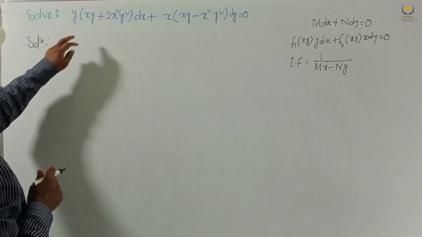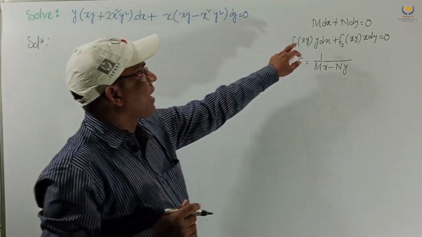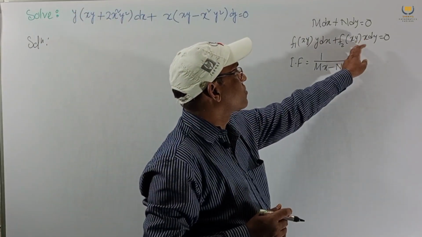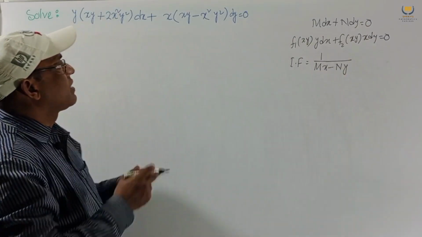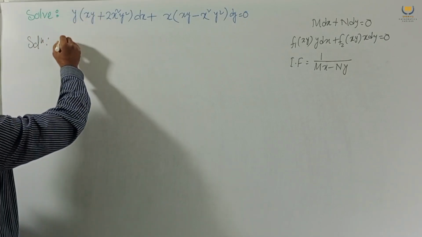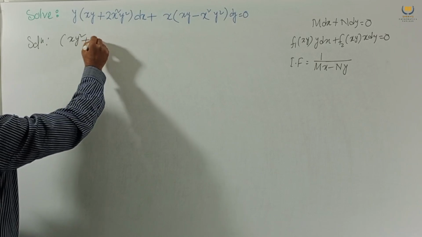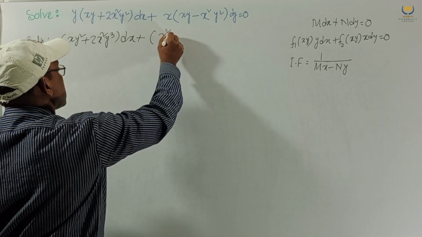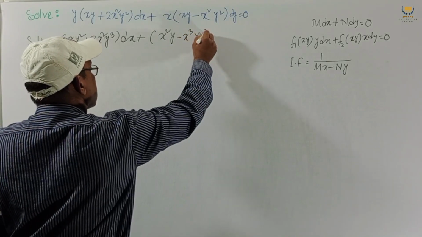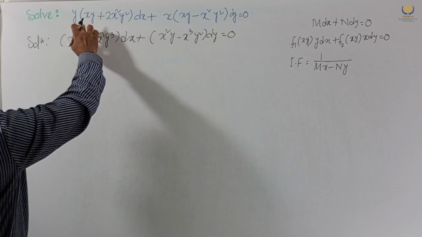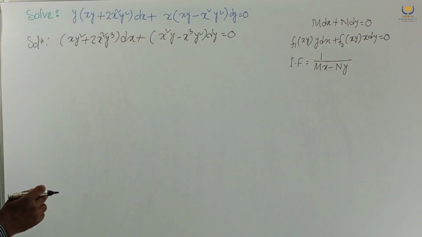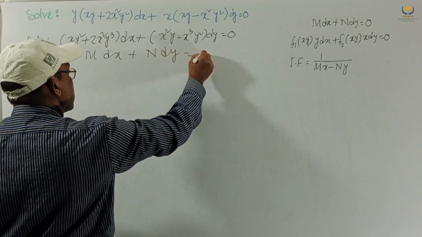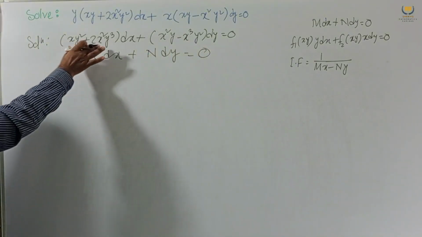Now let us consider this problem. This is also the same type, so this is nothing but our form. First multiplying this equation by y, this is (xy² + 2x²y³) dx + (x²y − x³y²) dy equal to 0. We multiply this one by xy, and this one by x. So this is M dx plus N dy equal to 0. This one is M, this one is N.